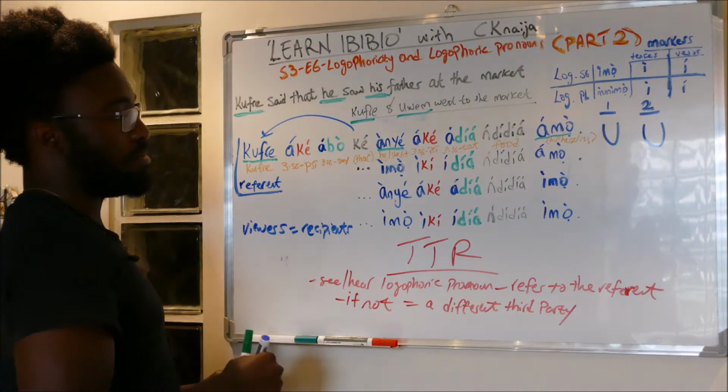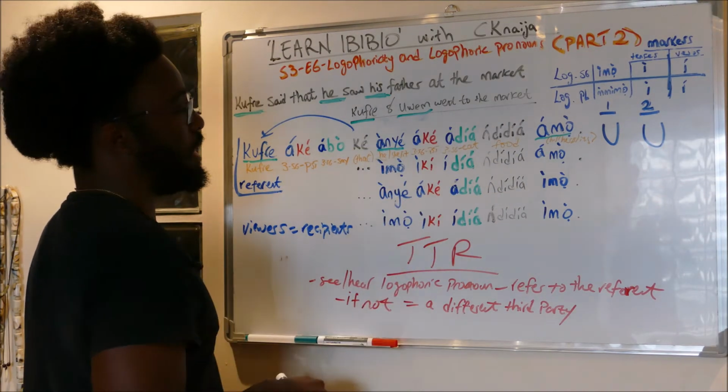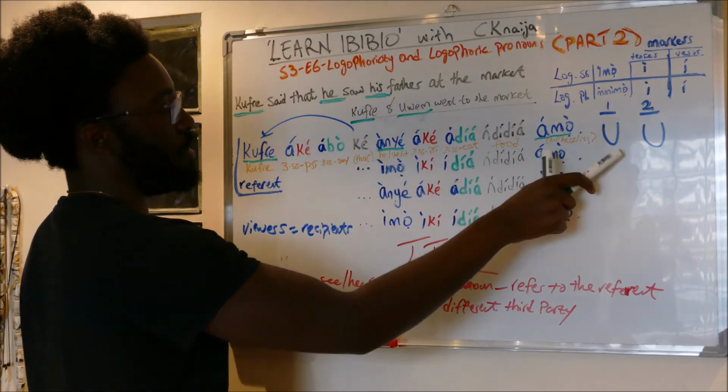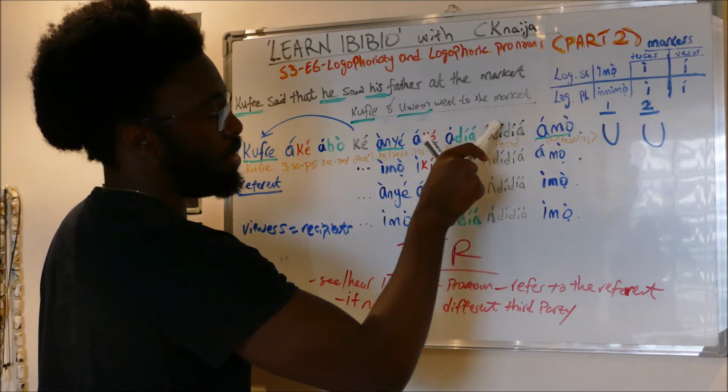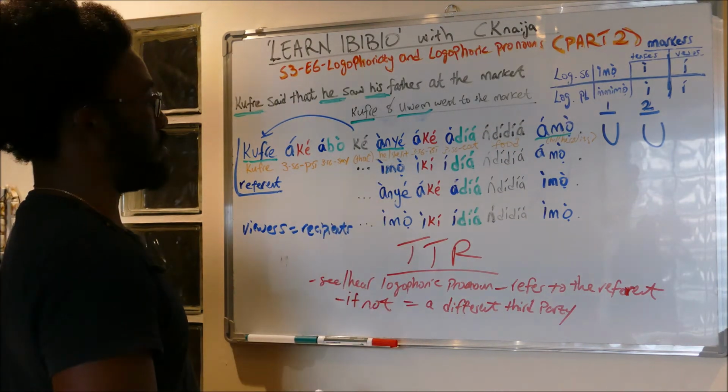So in this example, this basically means that Kufre said that he, OM, ate his own food. Kufre ate his own food. Okay? Now let's go to the second example.